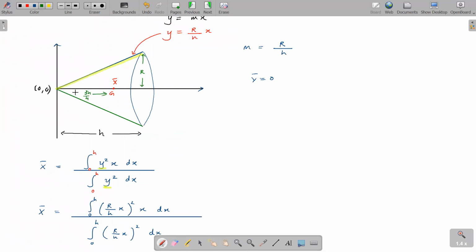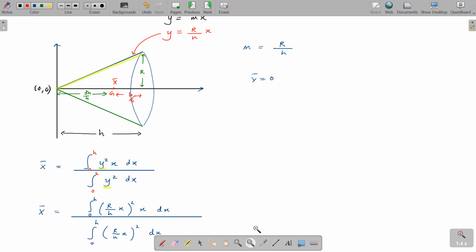Right? So this center of mass is at a distance 3h over 4 measured from the vertex of the cone. That's really important, which means the center of mass is at a distance h over 4 from the plane face of the cone. So that's also good to know. If it's 3h over 4 from this side, then it's h over 4 from the plane face. Okay, so that's also needed.